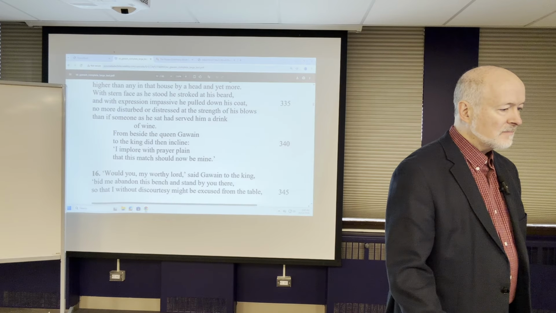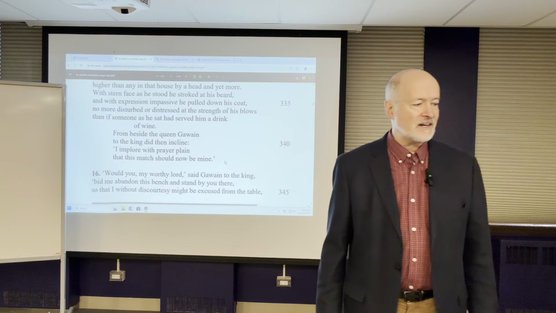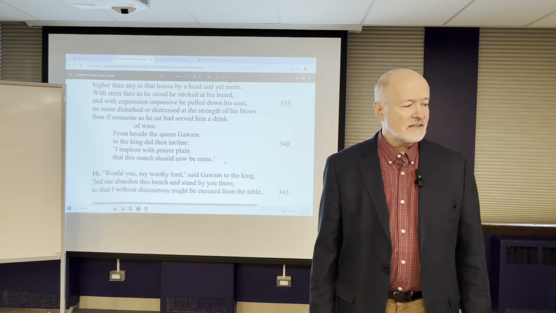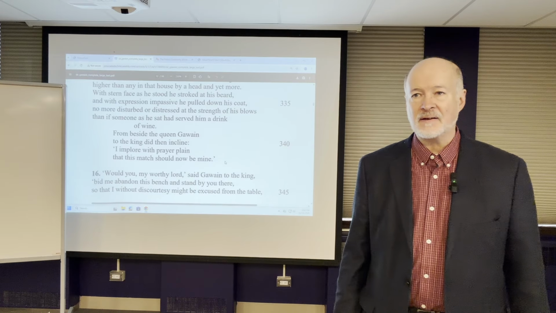And Arthur takes the axe and raises it up, and then a voice comes from the dais as well. Beside the Queen Gawain to the king did then incline. I implore with prayer plain that this match should now be mine.